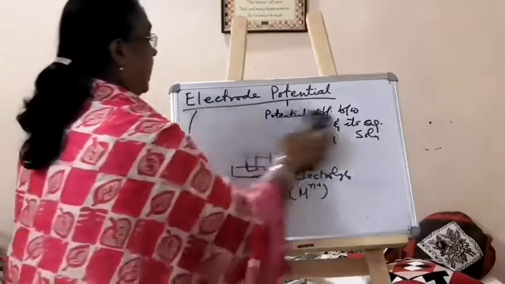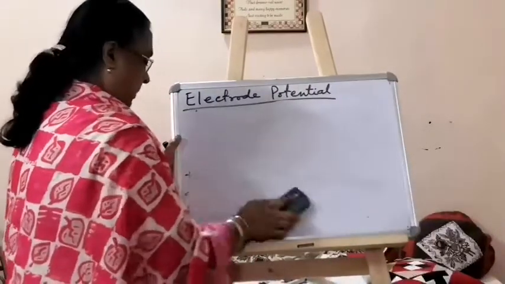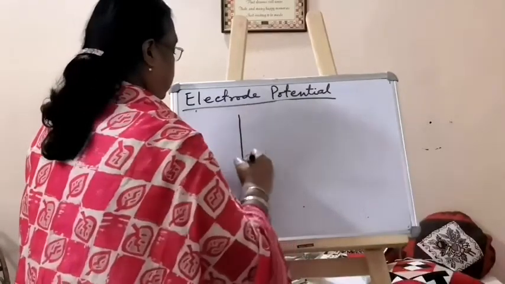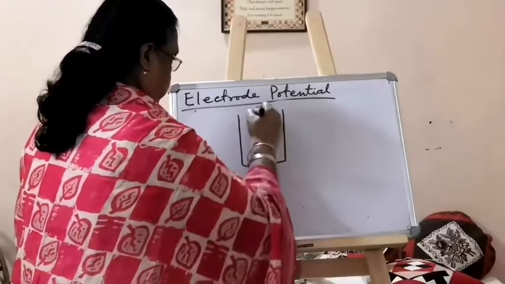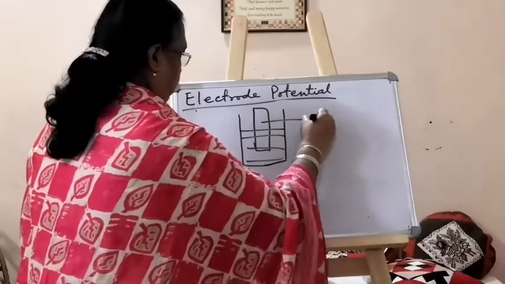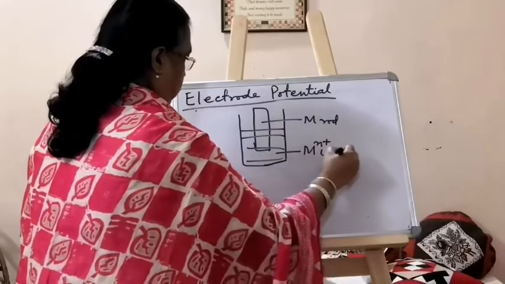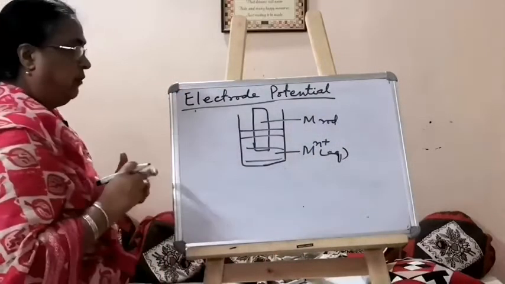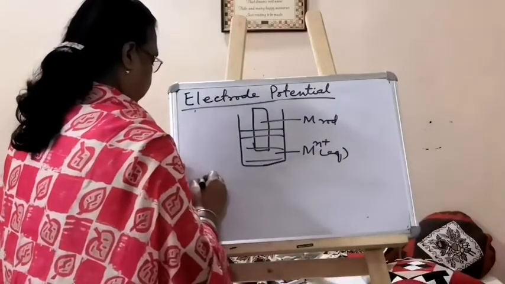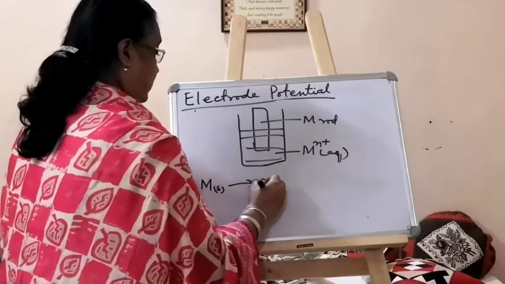So when a metal electrode is dipped in a beaker containing, as I told you, this metal rod dipped in a solution, so this is the metal rod and it is here in metal ion aqueous. What will be the phenomena? Two phenomena are possible. One is that the metal solid will lose electrons, say n electrons.